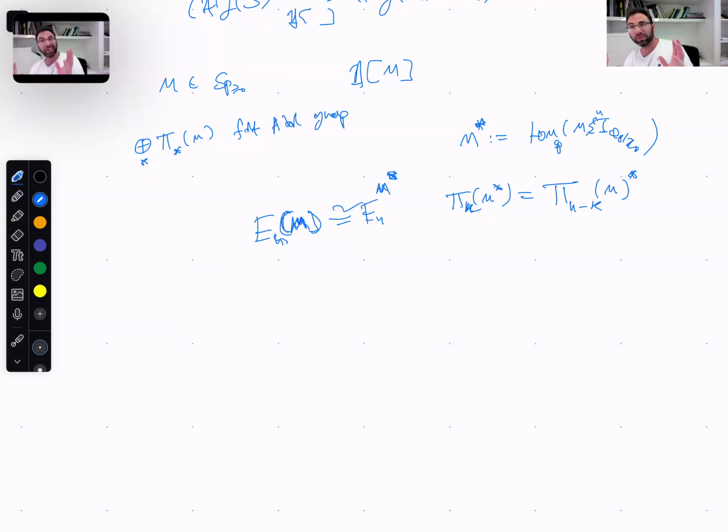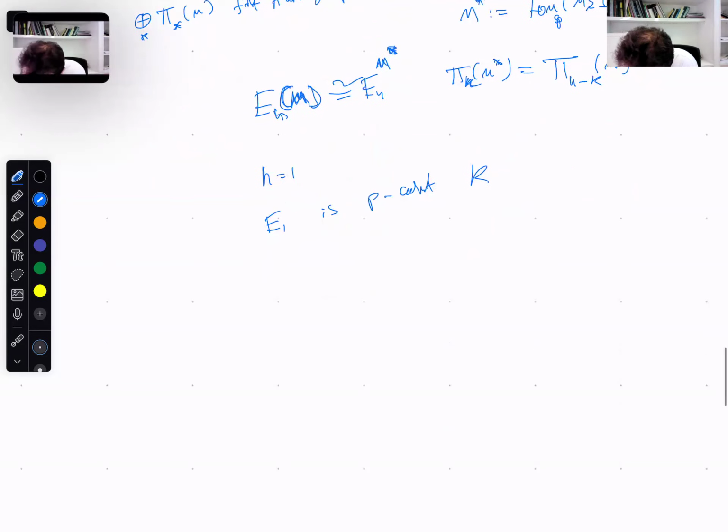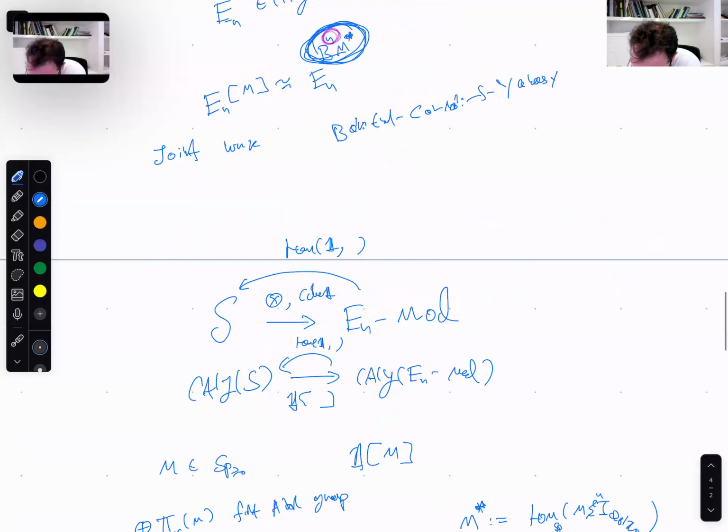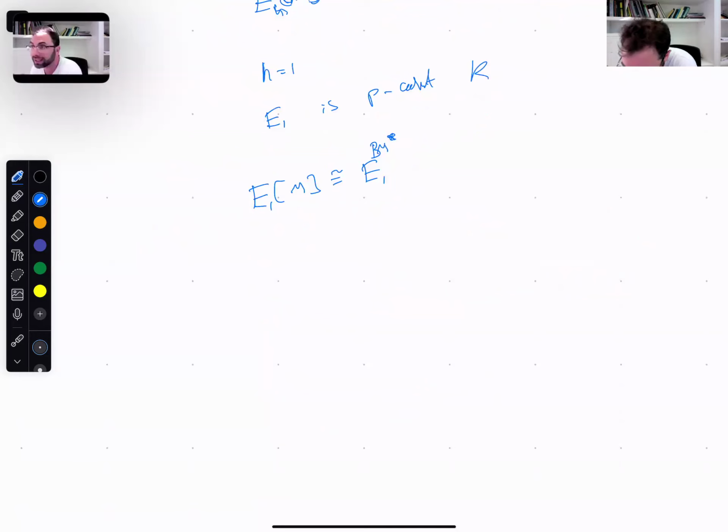But let me just say something about what this says, just so we see what we're seeing. So for example, for n equals 1, E_1 is p-complete K-theory, right? So let's do the Hopkins-Lurie version. This tells us that E_1 to the M is the same as E_1 to the BM dual. Let's try to think about what that means for a group like Z mod p. So it tells us that E_1 to the Z mod p is the same as E_1 to the B Z mod p.